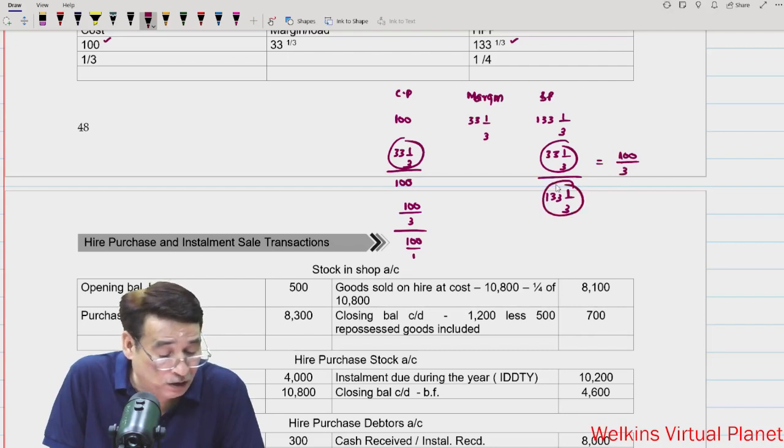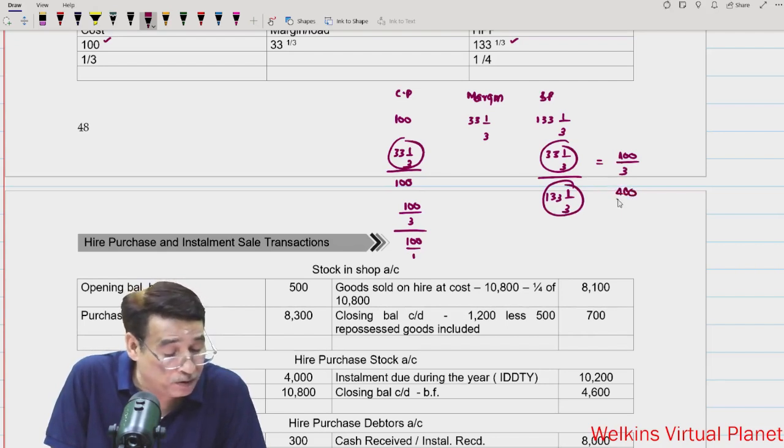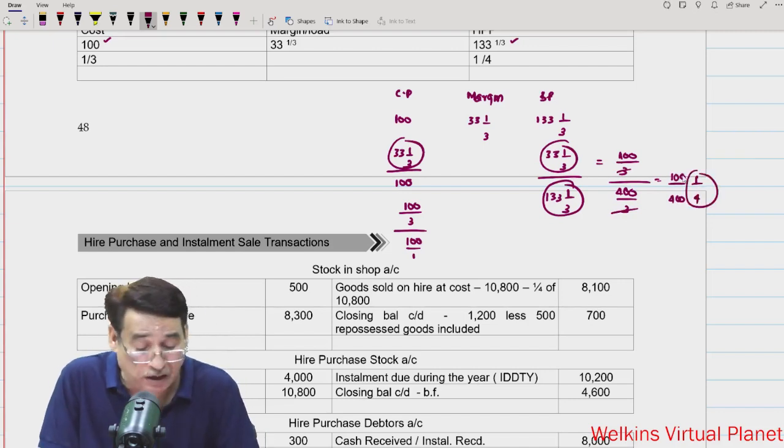And if I solve this, 133 into 3, 399 plus 1, so 400 by 3. So 3 cancels, 100 by 400. So the rate of profit on selling price will be equal to 1/4. Is it clear to you?